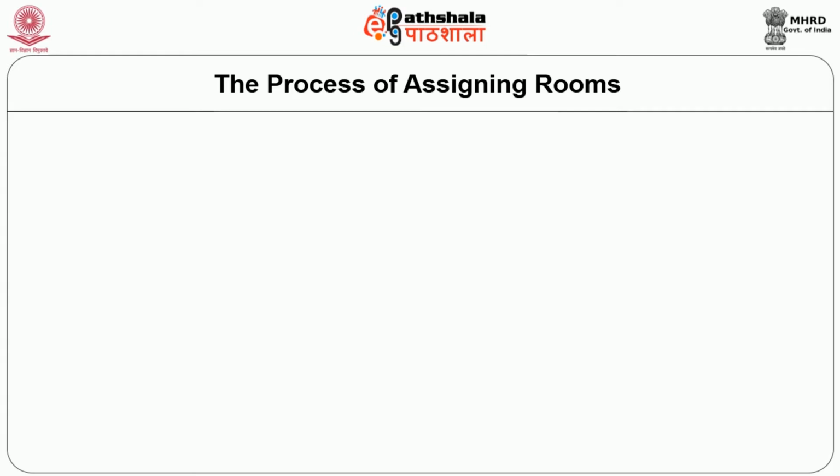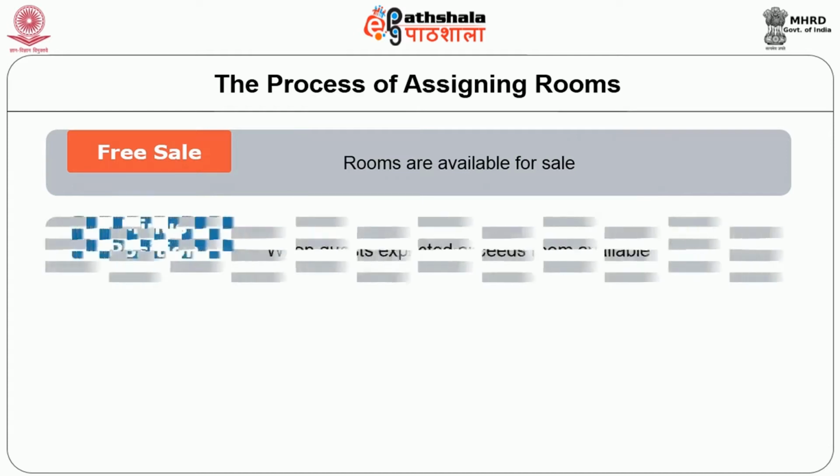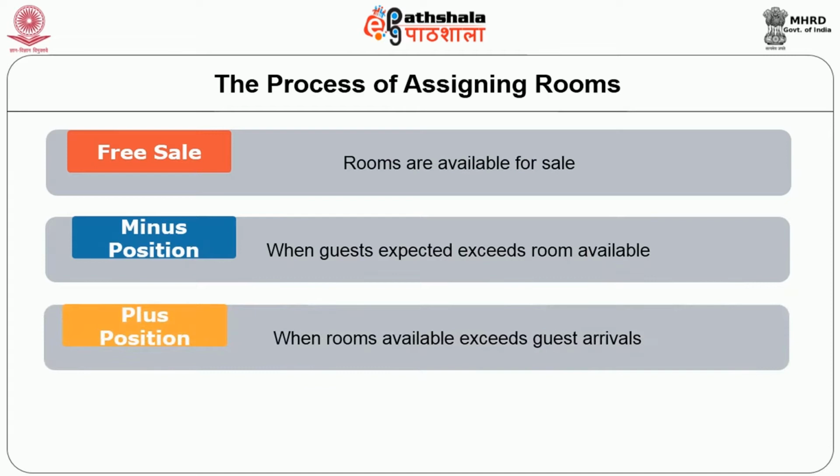Before going to this process of assigning the rooms, we should know some common terms related to room status. For example, sometimes they may use names such as free sale, minus position, plus position. We should know what all these are. Free sale means rooms are available for sale. Minus position says when guests expected exceed the rooms available. Plus position indicates that the rooms available exceed the guest arrivals, which means guest arrivals can be expected and rooms are available for sale.